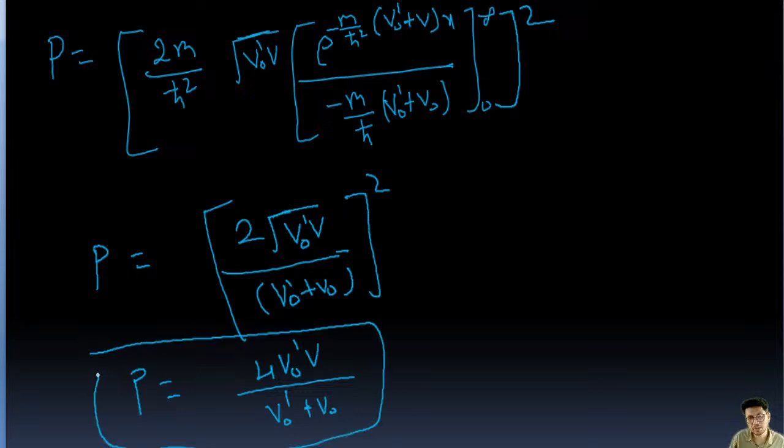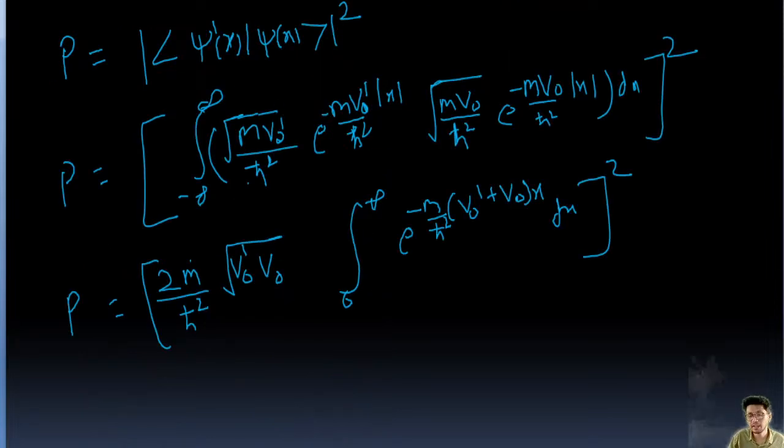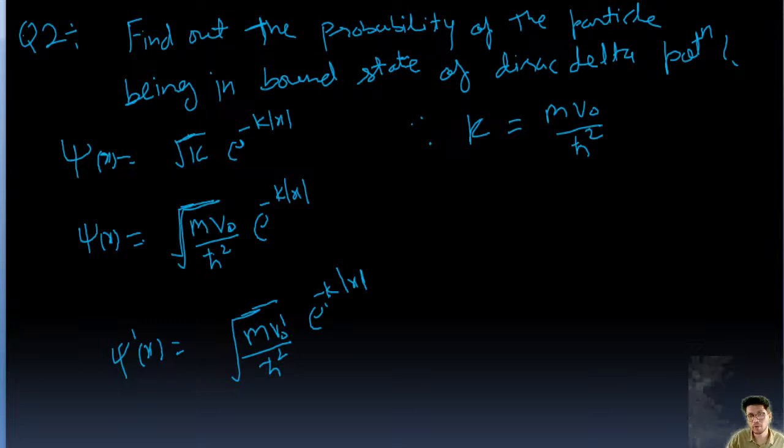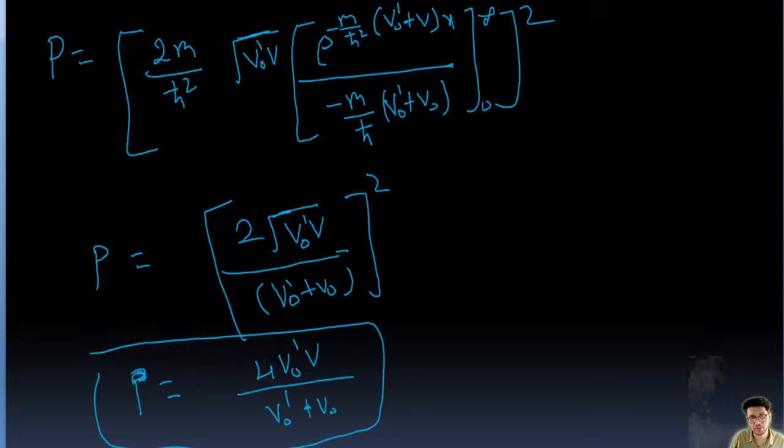If you know this formula, you can easily find the probability of finding a particle in the bound state of the Dirac delta potential, right. You don't need to write that calculation, you just need to note this down and memorize it, right. This is p equal to 4 v naught dash v naught upon v naught dash plus v naught, whole square, okay.